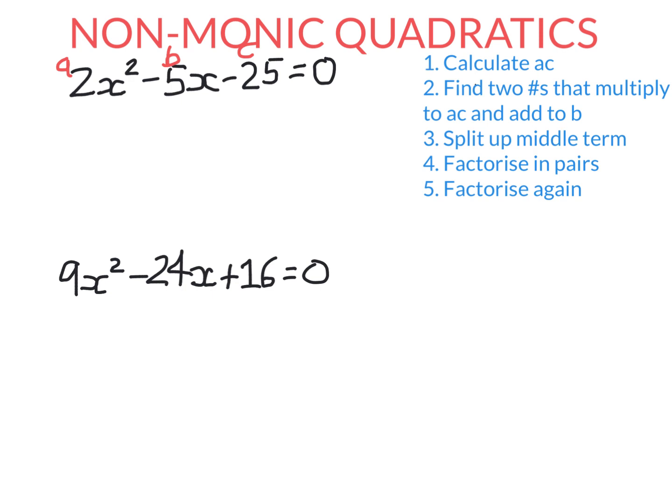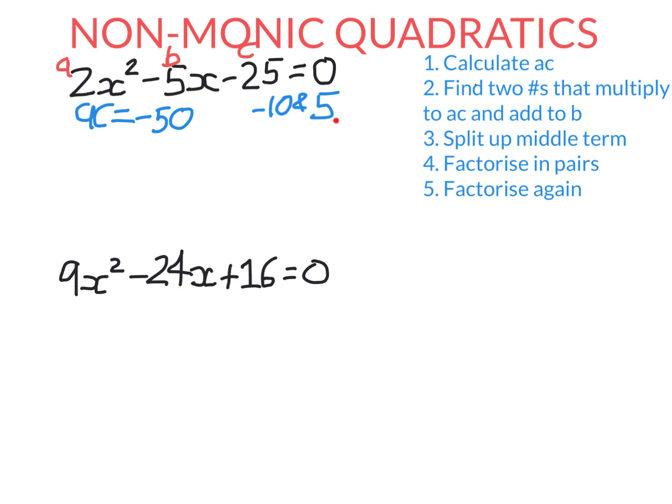So first step, calculate AC. So in this case, a is 2, c is negative 25, so a times c is negative 50. So the next step is we need to find 2 numbers that multiply to AC and add to B. We want 2 numbers that multiply to negative 50 and add to negative 5. So if you're unsure, go through factors of 50 and you should see that it ends up being negative 10 and positive 5, because negative 10 times 5 is negative 50, negative 10 plus 5 is negative 5.